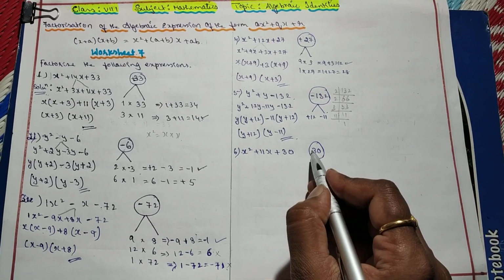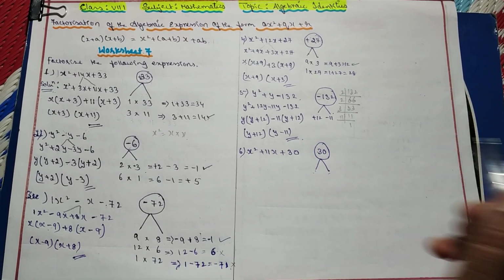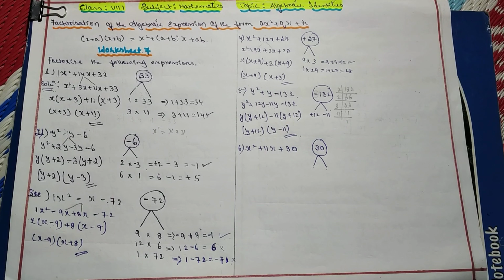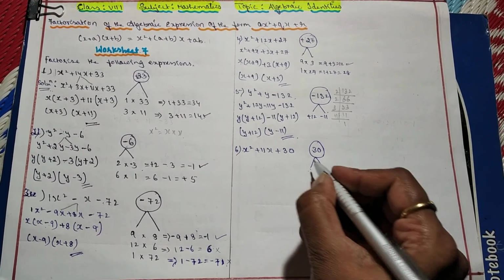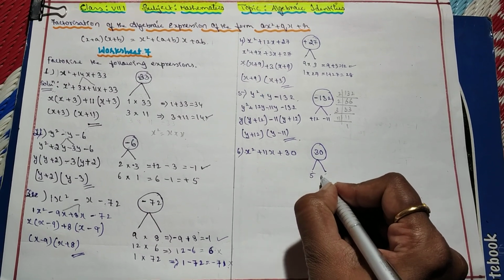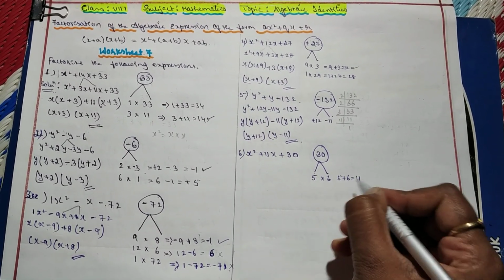Here we have plus, which means the product of two numbers. Whatever we choose from the table, the product should be 30 and the addition should be 11. So I'll go with 5 6s are 30, and we know that 5 plus 6 is equal to 11, right?